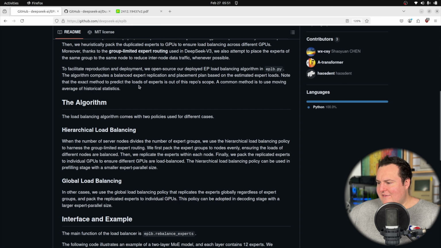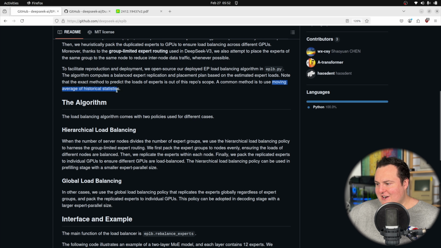But really what I find very interesting right here is they talk about how they actually do this. And I do believe I had read that the DeepSeek crew had a quantitative trading investment background or something like that. And I find this paragraph here very interesting because they open source the load balancing algorithm. The algorithm computes a balanced expert replication and placement plan based on estimated expert loads. Note, the exact method to predict the loads of experts is out of this repo's scope, but then they say a common method is to use moving average of historical statistics.